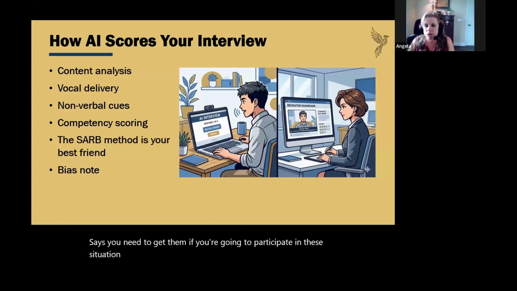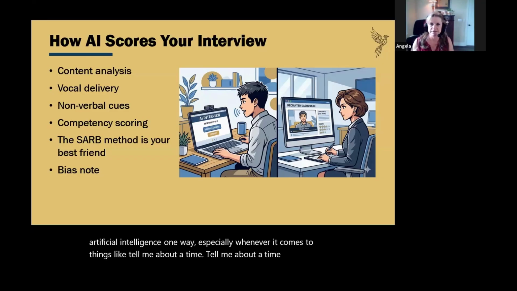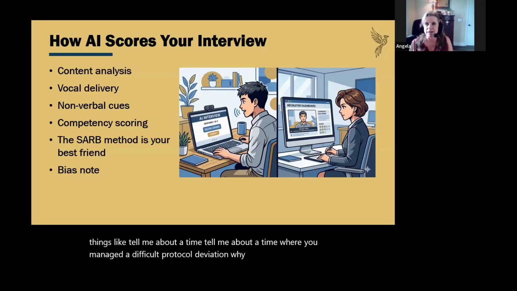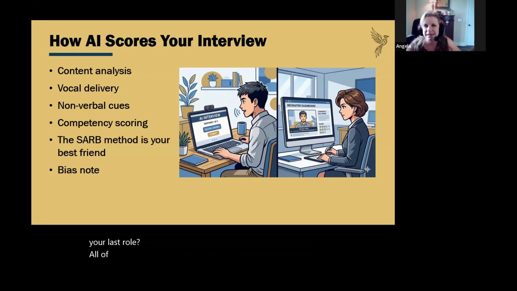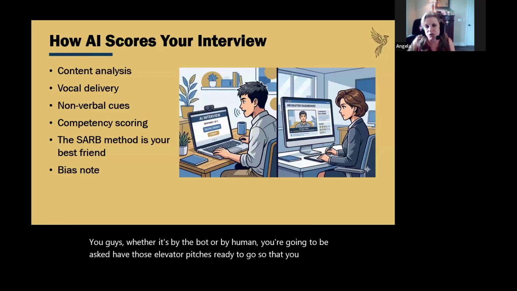Get those elevator pitches ready, because that is what's going to win you a lot of scores in the artificial intelligence one-way interview, especially when it comes to things like "tell me about a time." Tell me about a time where you managed a difficult protocol deviation. Why are you looking for a new position? Tell me a little bit about yourself. Why did you leave your last role? All of these things you're going to be asked, whether it's by the bot or by a human. Have those elevator pitches ready to go so that you can very easily and confidently answer them.